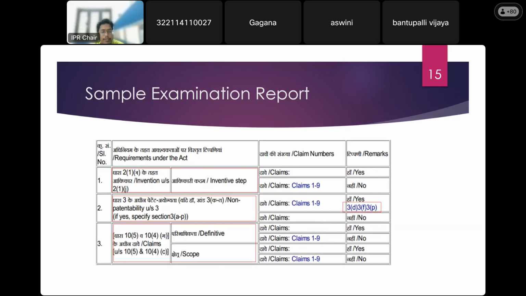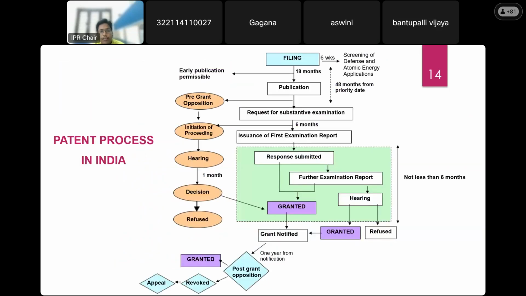So this is the basic sample examination report. After you file the patent, after 18 months, automatically it will be published. And within 48 months from the priority date, you can request for the examination. So after examination has been requested, the patent office will start examining your patent application.